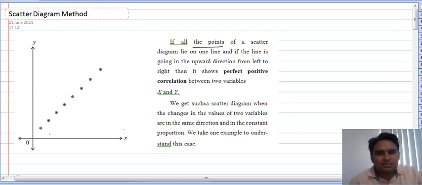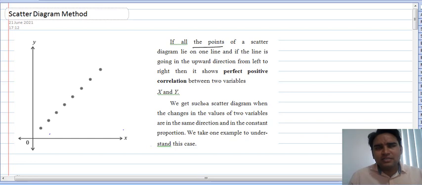So this is my lecture number 2 of correlation, right? In the first lecture I had discussed the concept of the correlation and the meaning of correlation coefficient. I hope you all make the notes of that lecture, right? Make proper notes, only then will you be able to understand the whole chapter.